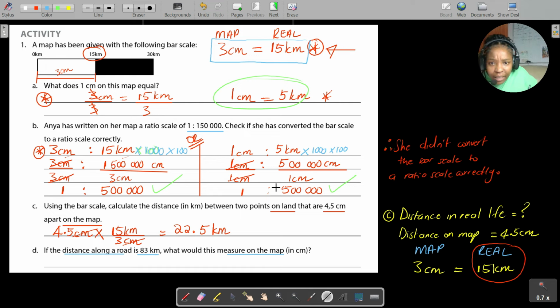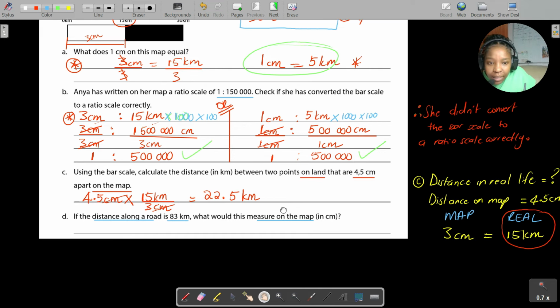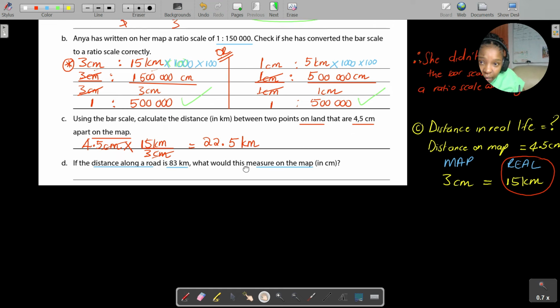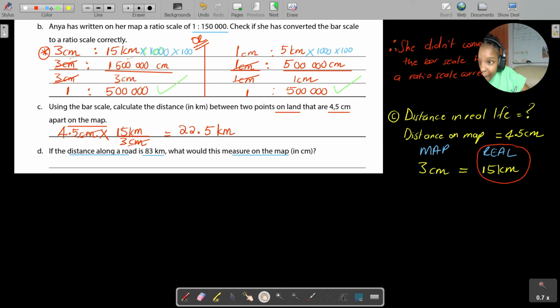So they want the distance on the map in centimeters. Again, we are basically going to use what? Our bar scale. So what do we do here? I'm going to do the solution in yellow because now I'm on the black. Still, I'm just going to keep this bar scale there because that's basically what we're going to use. This is the solution for D.